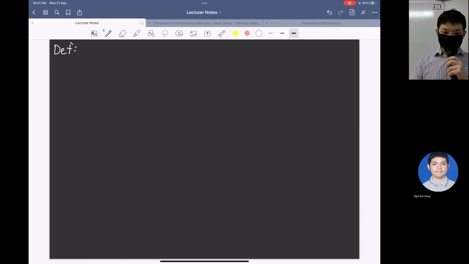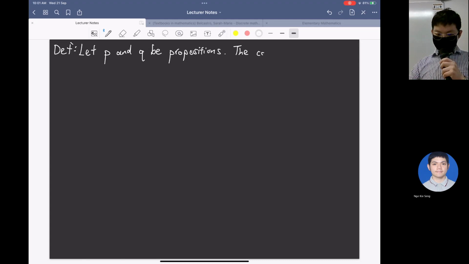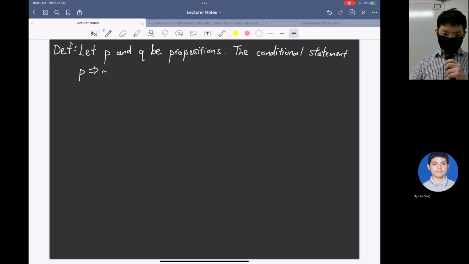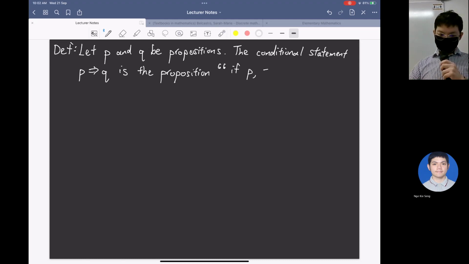Okay. So let P and Q be propositions again. We want to introduce a new thing called the conditional statement, which is P implies Q. Or sometimes we call it if P then Q. If P happens, then Q will happen.